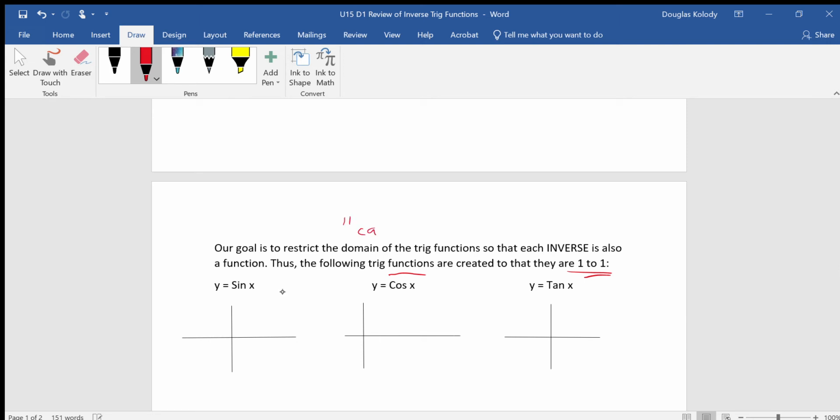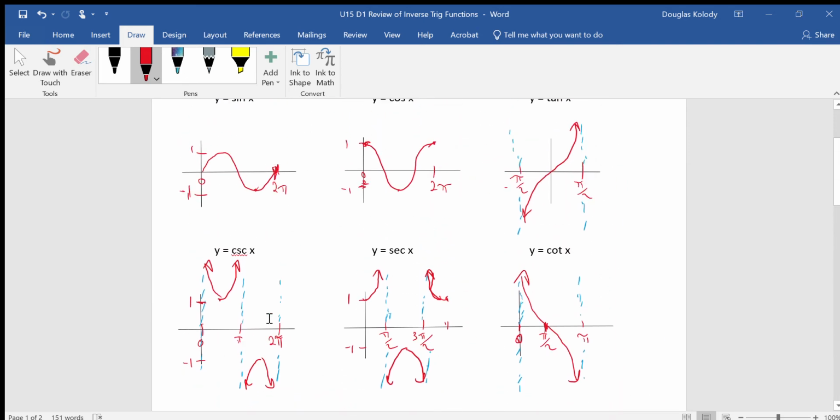A capital letter. Capital letters denote that it is going to be a one-to-one function. So it's a capital S for sine, a capital C for cosine, a capital T for tangent. That's imperative. There's a big difference between lowercase sine and uppercase S for sine. So let's look right here at uppercase sine.